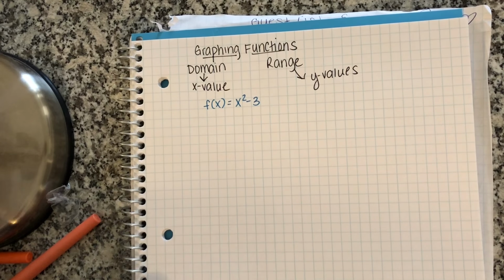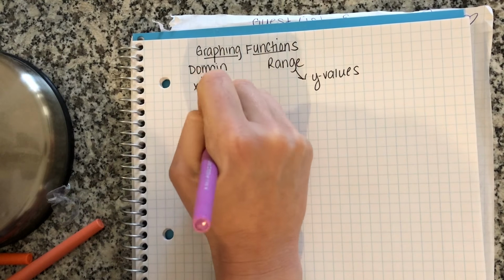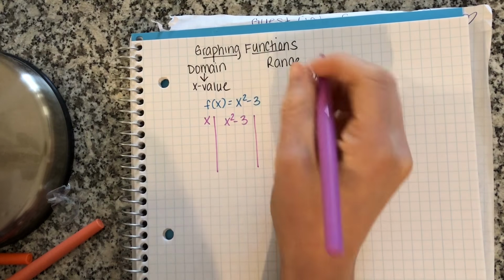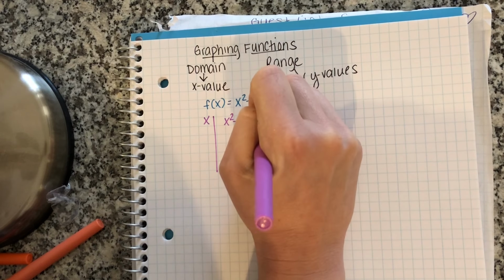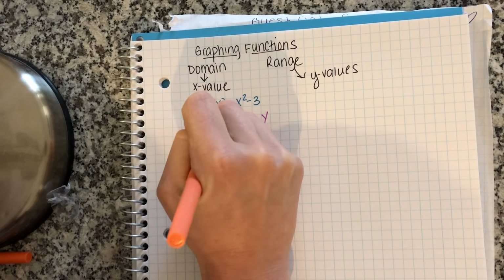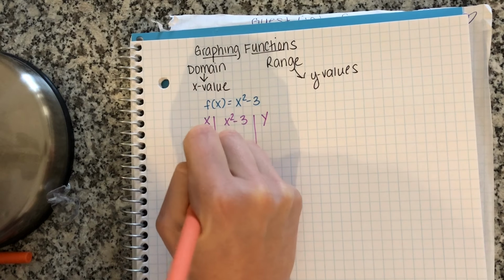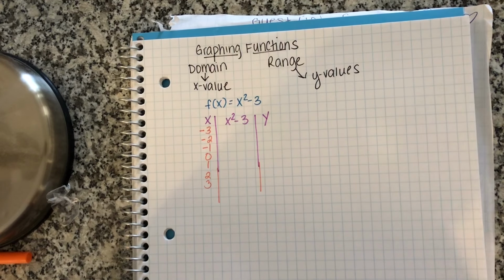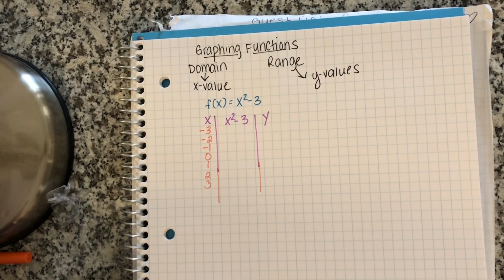So in order to graph this function, let's first make a function table. We'll have our inputs, our function, and our outputs. Then we're going to pick what values we're going to use. So I'm going to pick -3, -2, -1, 0, 1, 2, 3. You always want to do some positive, some negative, and definitely 0. So -3, we're going to square them all, and then we're going to subtract 3.